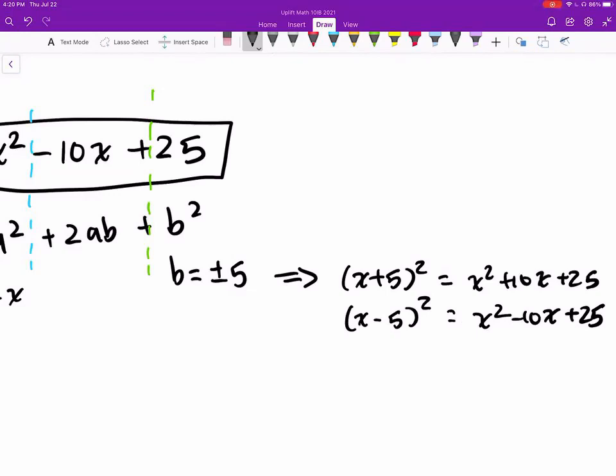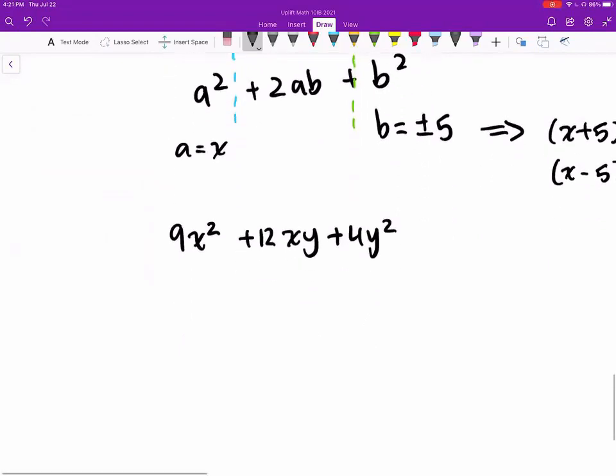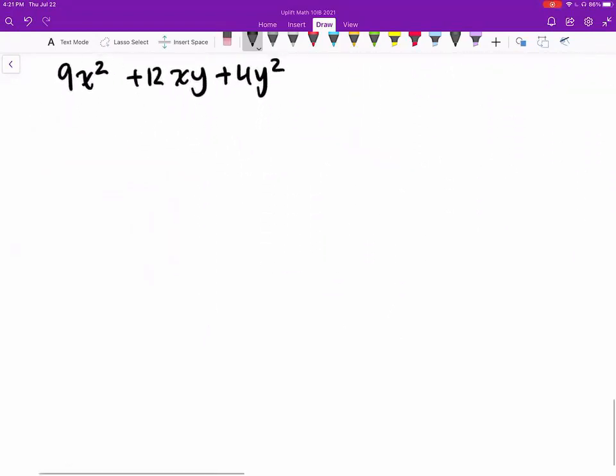Another one? Yeah, we can give another one. We can do 9x squared plus 12xy plus 4y squared. Sure. Yep, you got it. Yeah, good job.